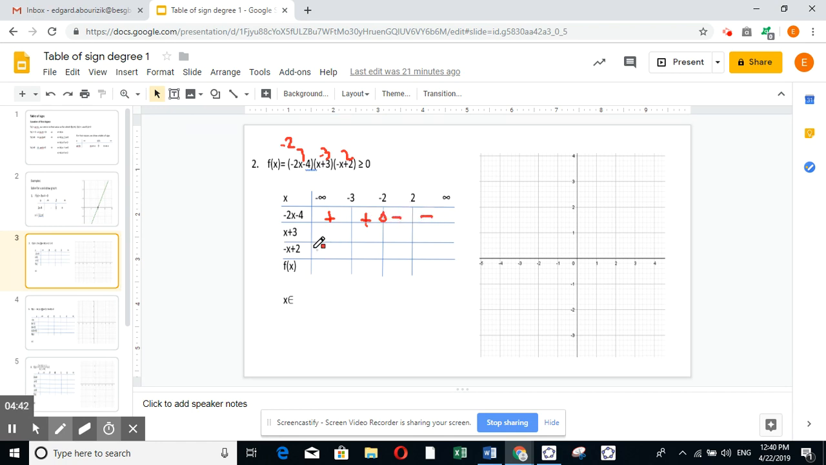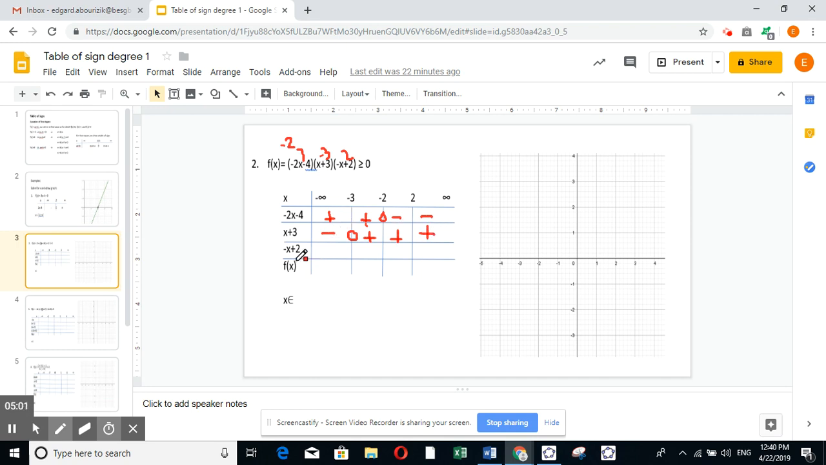For the second one, I have x plus 3, so the root is minus 3. The coefficient of x here is 1, which is positive, so opposite sign, minus. When you reach the 0, you put plus, then plus, then plus.